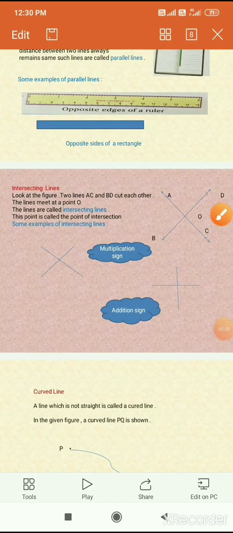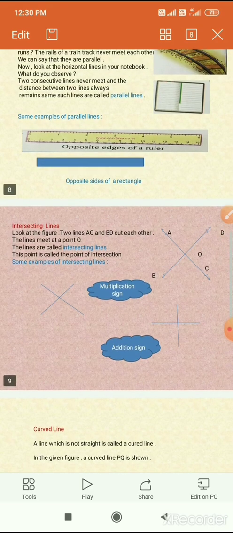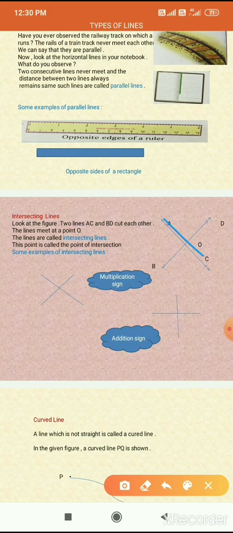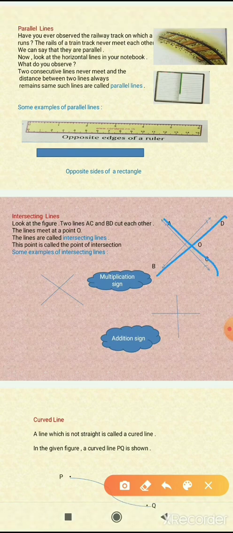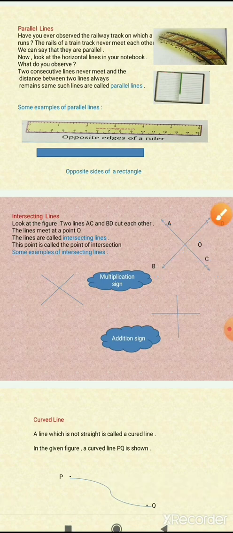Next type is intersecting line. Okay. So look at the figure. Here two lines. Look here. AC and BD. They cut each other and the lines meet at a point O. Okay. So these lines are called intersecting lines.